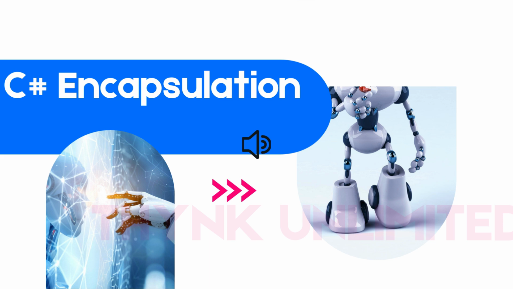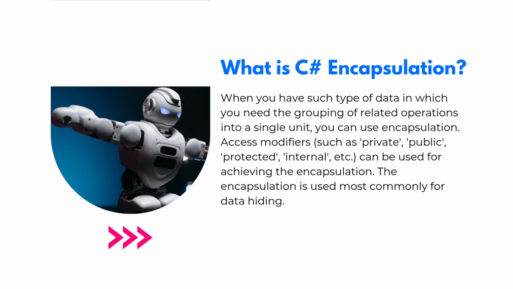C# encapsulation. What is C# encapsulation? When you have such type of data in which you need the grouping of related operations into a single unit, you can use encapsulation. Access modifiers, such as private, public, protected, internal, etc., can be used for achieving the encapsulation. The encapsulation is used most commonly for data hiding.